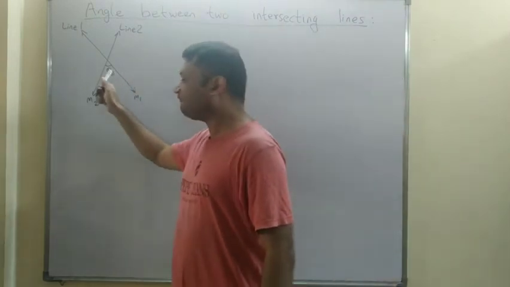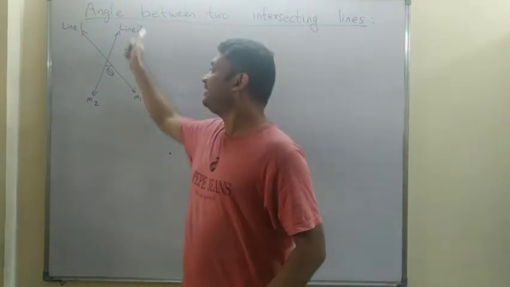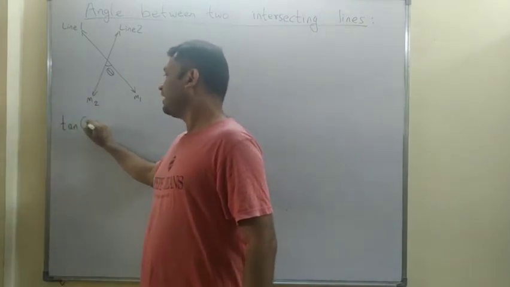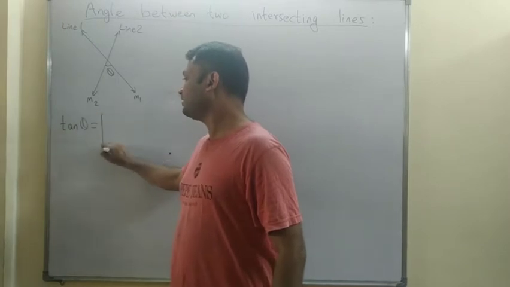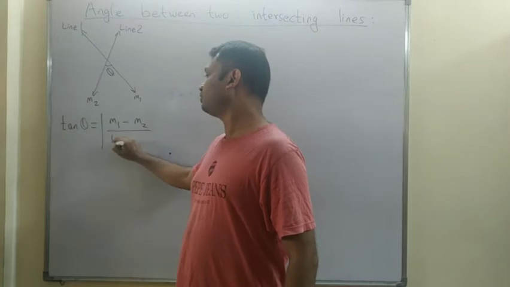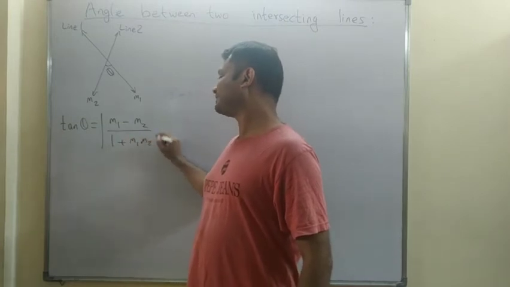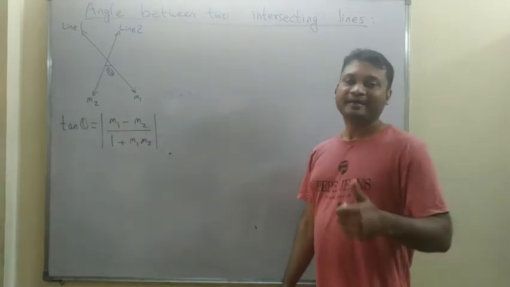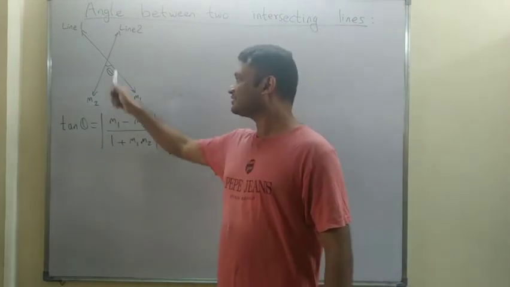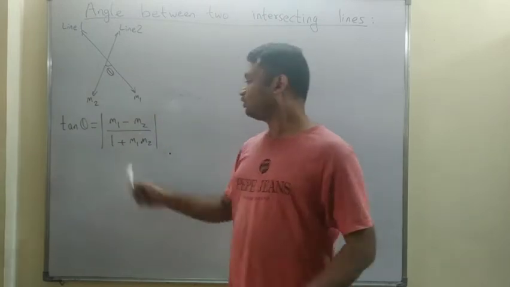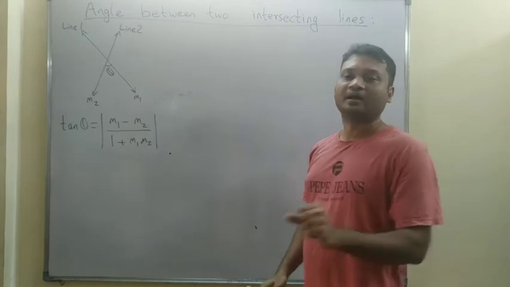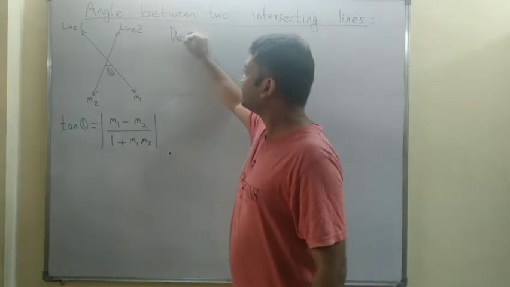So the formula for the angle between two intersecting lines is given by tan theta is equal to mod of m1 minus m2 upon 1 plus m1 m2. Here theta is the angle between the two lines, m1 is the slope of line 1, m2 is the slope of line 2. So let us derive this formula. Let us now look at the derivation.